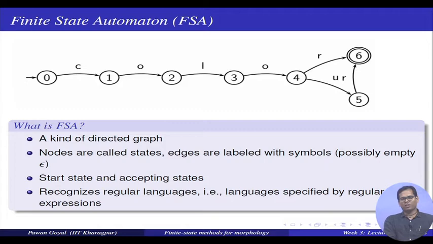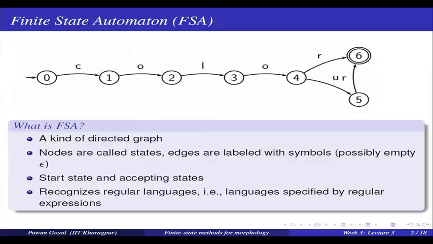But what happens if I give a word like COLOUR? You can see that there is still a path. You can go from 4 to 5 and 5 to 6, and this automaton can accept COLOUR. So it will accept two words, COLOR and COLOUR. But what happens if you give it some other word like COLR? COL will go to state 3. But if you take R, there is no path from 3 that takes an input R. So it cannot move further.